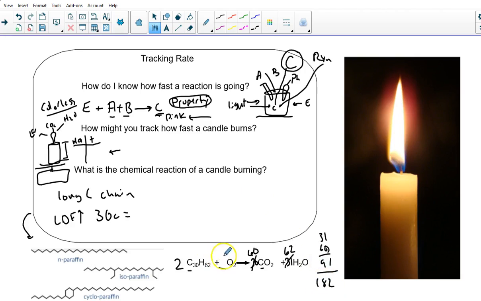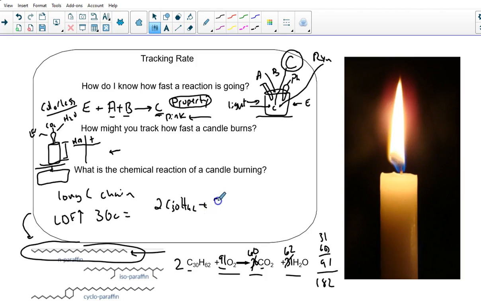182, which means you're going to need 91 oxygens. So this is a really long carbon chain, and for every 2 of these, you're going to need 91 oxygen molecules. You're going to get 60 carbon dioxide molecules and 62 water molecules. So 2 C30H62 plus 91 O2s gives me 60 CO2s plus 62 H2Os.